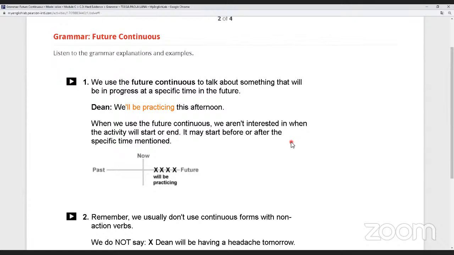Now, what is going to be the difference? The continuous is going to stay like that. La forma continua se va a mantener tal cual.